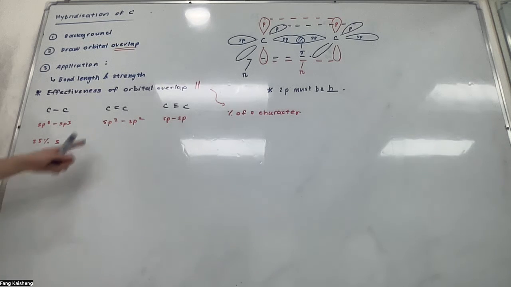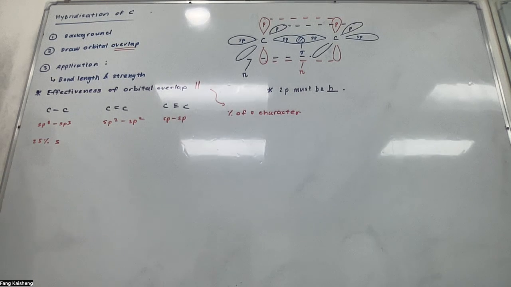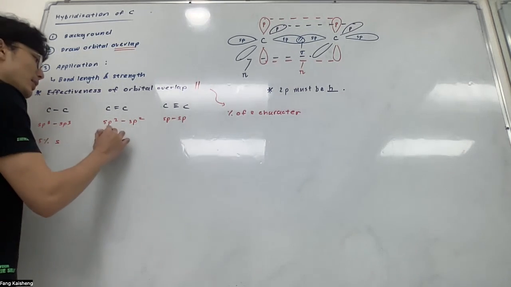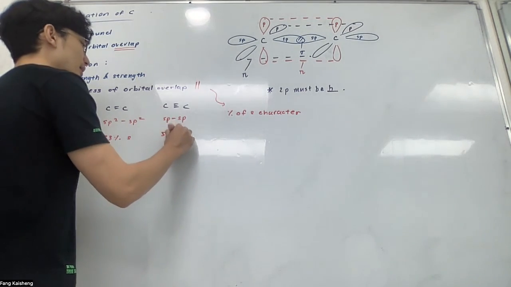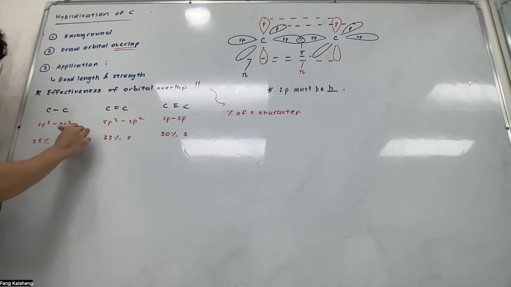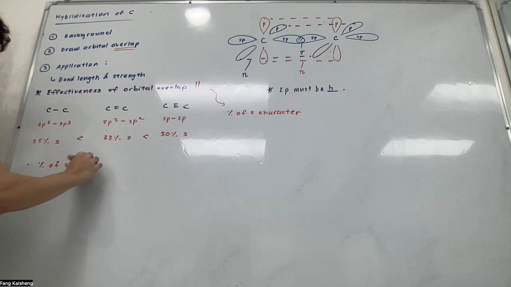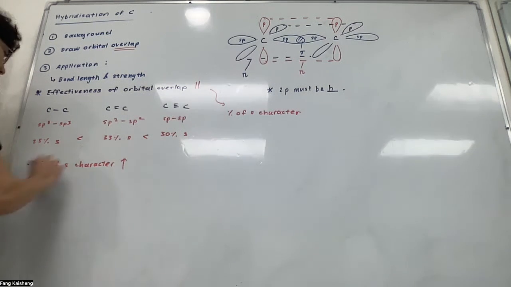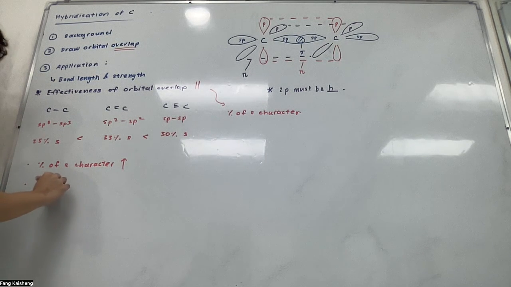This one, 1, 2, 3, 4, 5, 6. 6 alphabets, only 2 are s. So 2 out of 6 is 1/3, about 33% s. Finally, look at the one on the right hand side. This one is half, so 50% s. Now, as you can see over here, the percentage of s character is increasing. So we just need to understand this. When the percentage of s character increases, a fact that you also need to accept is that the effectiveness becomes higher. The orbitals overlap more effectively.